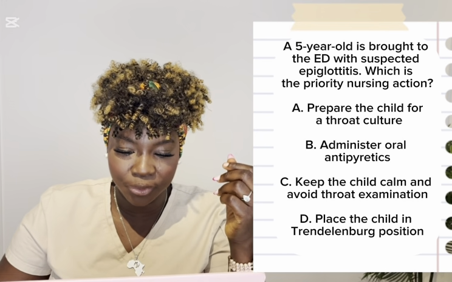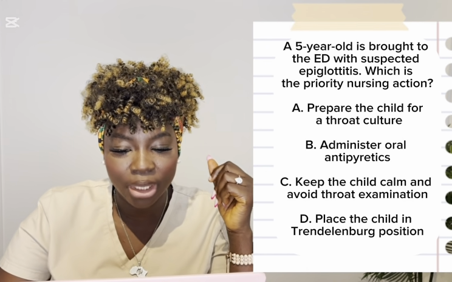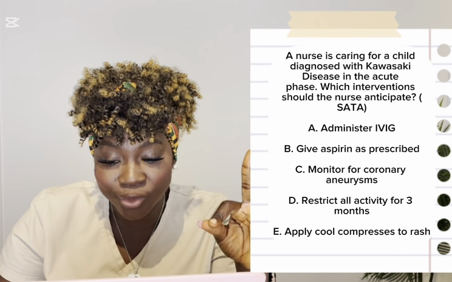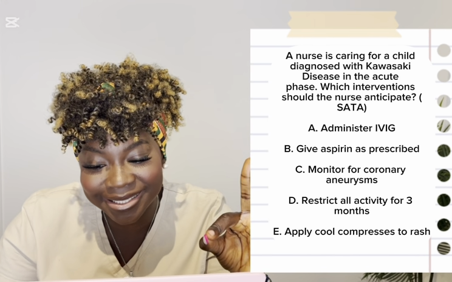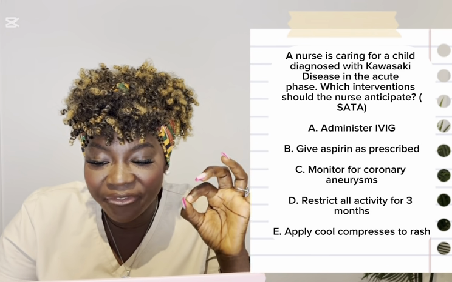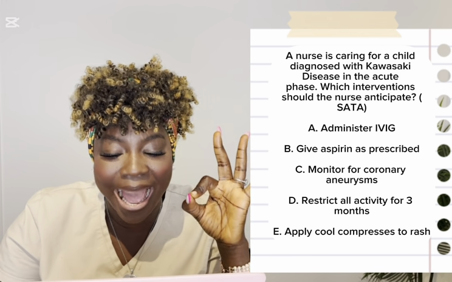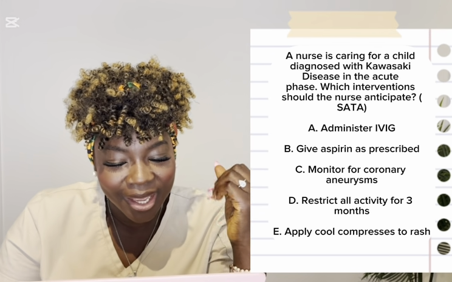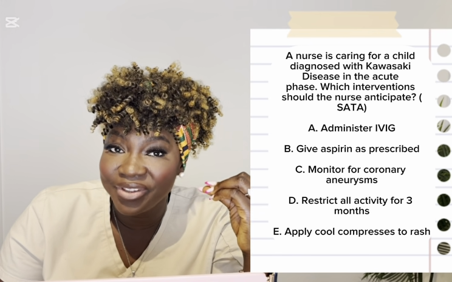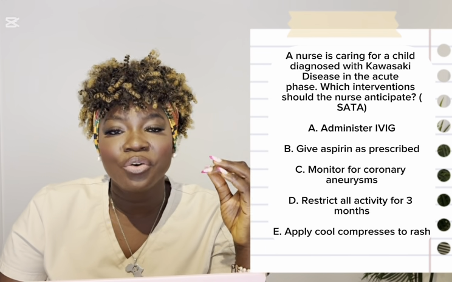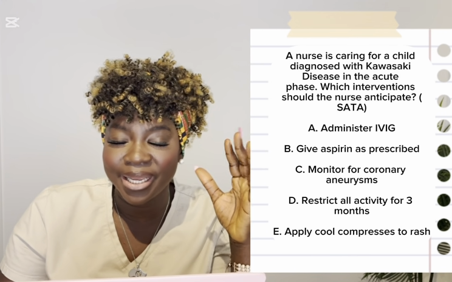Okay, now let's go through the next question. Now, a nurse is caring for a child diagnosed with Kawasaki disease in the acute phase. Which interventions should the nurse anticipate? Now select all that apply again. A, administer IVIG. B, okay, select all that apply again.